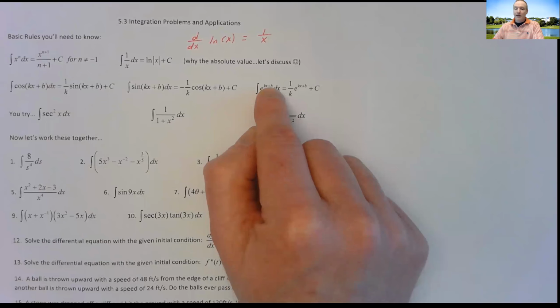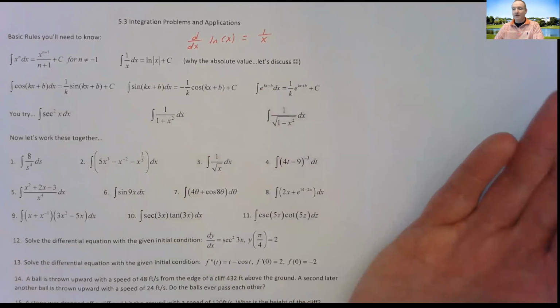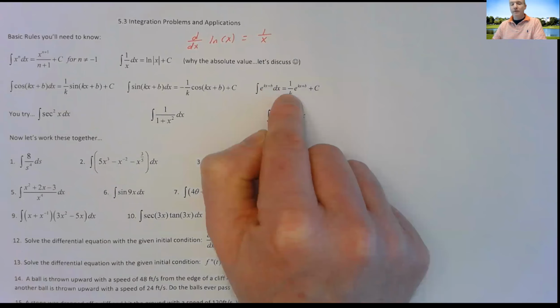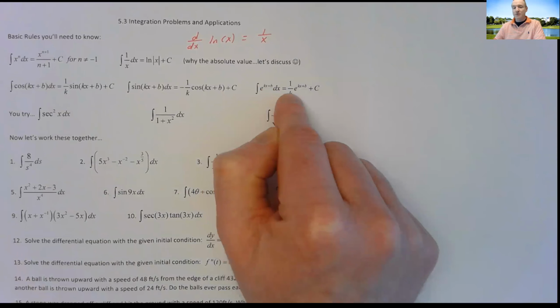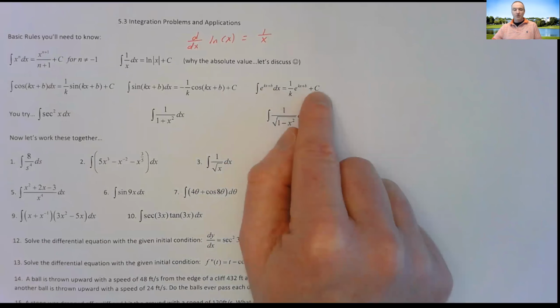If it's not linear, like if this were e to the kx squared plus b, we're going to have to use some other technique. It doesn't satisfy the normal reverse chain rule. But in this section, we're looking at the more straightforward ones. So we can say the integral of e to the kx plus b is 1 over k, e to the kx plus b, plus your constant of integration.